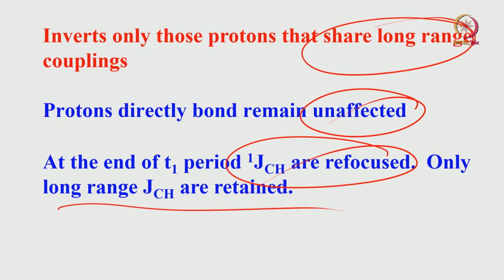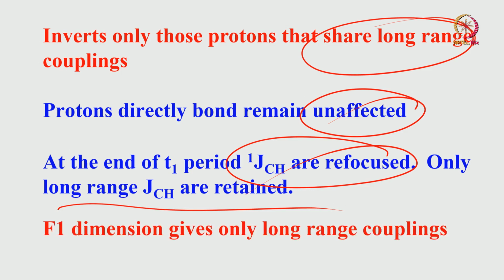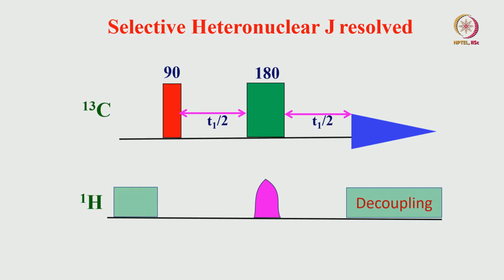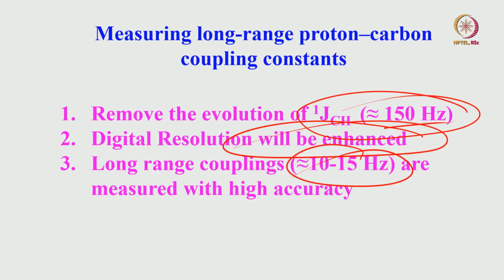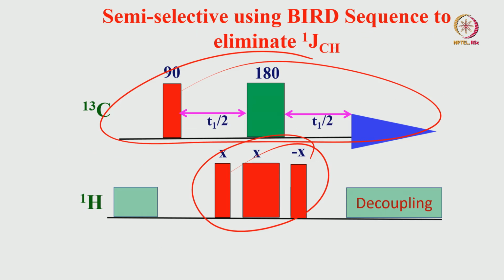We design the experiment such that one bond couplings are refocused and only long range couplings are retained. And the F1 dimension gives only long range couplings here. That is the advantage. And this is a selective heteronuclear J-resolved experiment. You can do it selective and non-selective both. In the previous experiment you can do it for all the peaks to get the long range couplings. You suppress one bond J coupling and all other long range couplings will be observed.